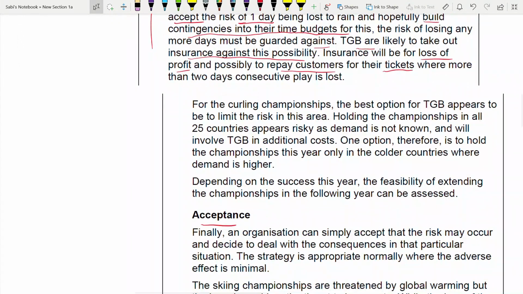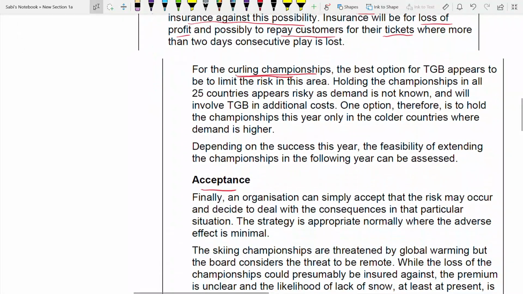Now we are coming to the curling championship. You see they are in two different paragraphs. So never write everything together, even if it is the same strategy for all, like accept. You have to separate. You first need to identify for what, like this, for the curling championship or for the rain, for the tennis play. You need to first say that and then you have to explain.